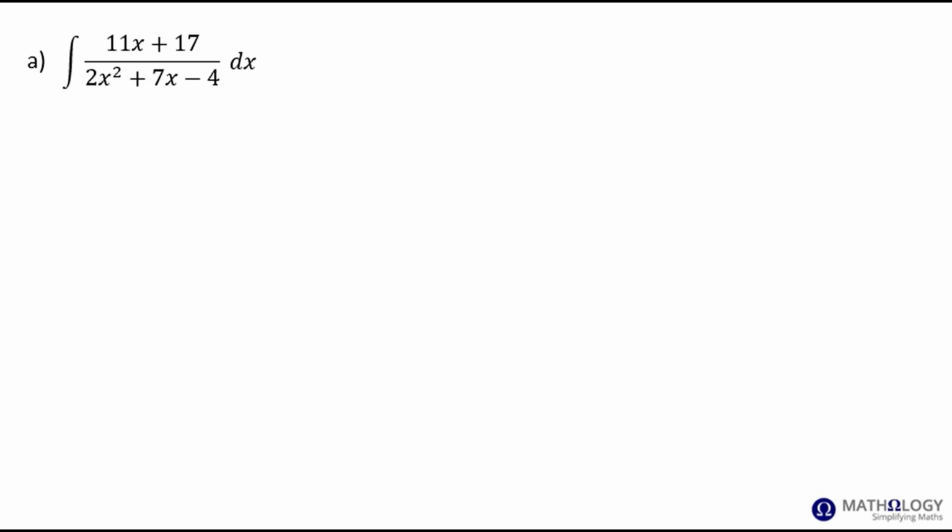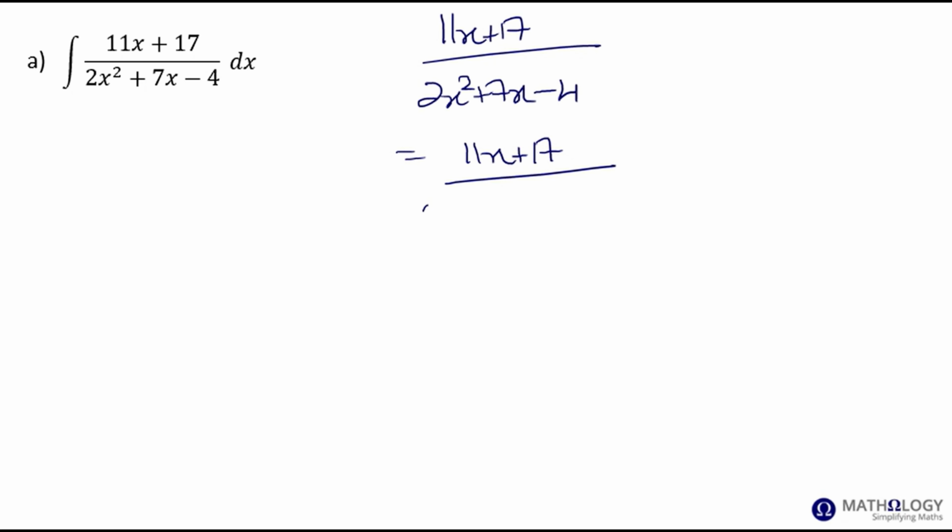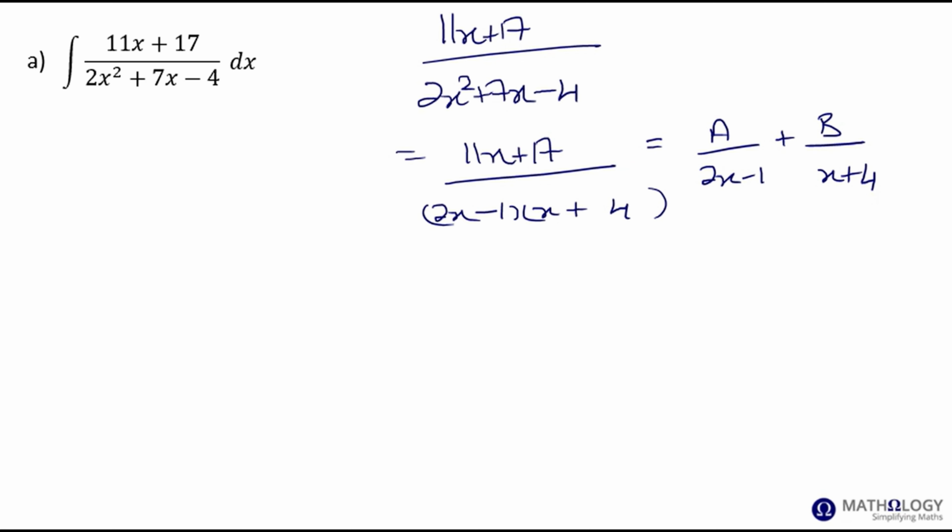So we're first going to use partial fractions to simplify this rational expression. We will need to factorize the denominator in order to do so. So we have 2x and x, 4 and 1, plus minus. So this will equal a over 2x minus 1 plus b over x plus 4.